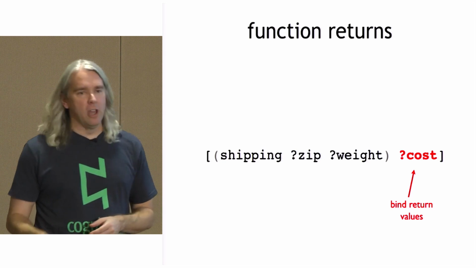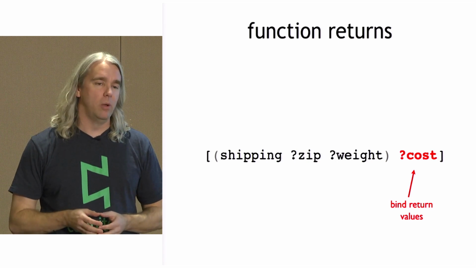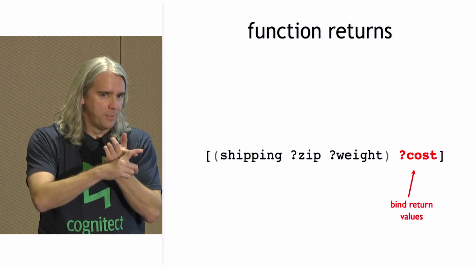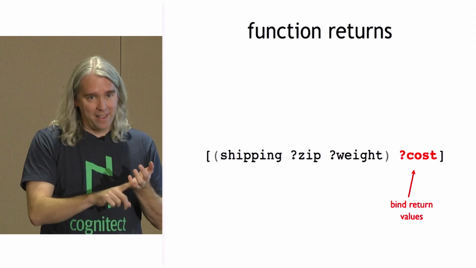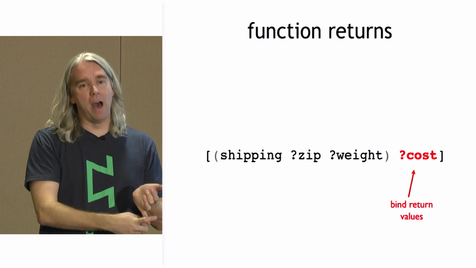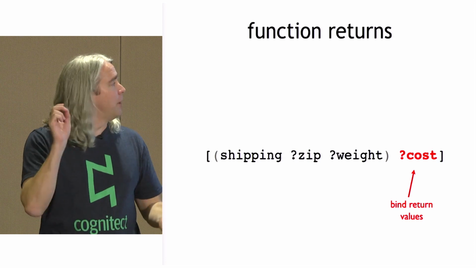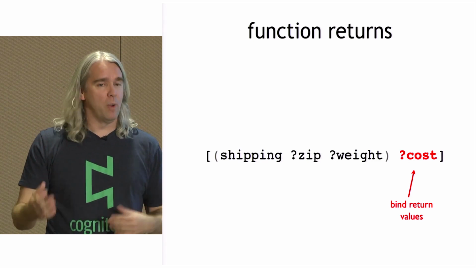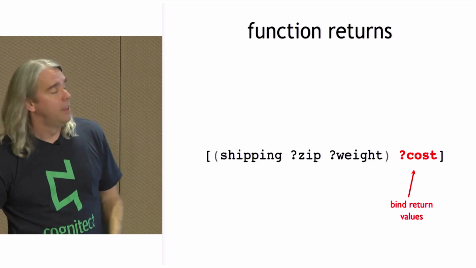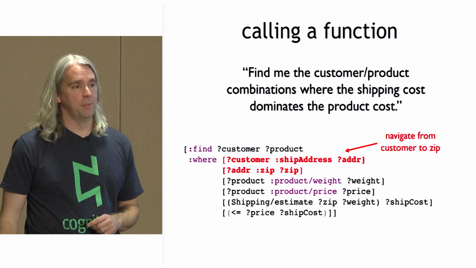Well, what would you have to know? If you wanted to ask that question of your online shopping system, what would you have to know? You'd have to know who your customers were. You'd have to know where they lived. You'd have to know what they might buy, how much the things they might buy might weigh, how much those things might cost, and then you'd have to have some function that said, like this shipping function, given a zip code and a weight for something, how much is it going to cost me to send it there? So here is putting that all together in a single Datomic query.